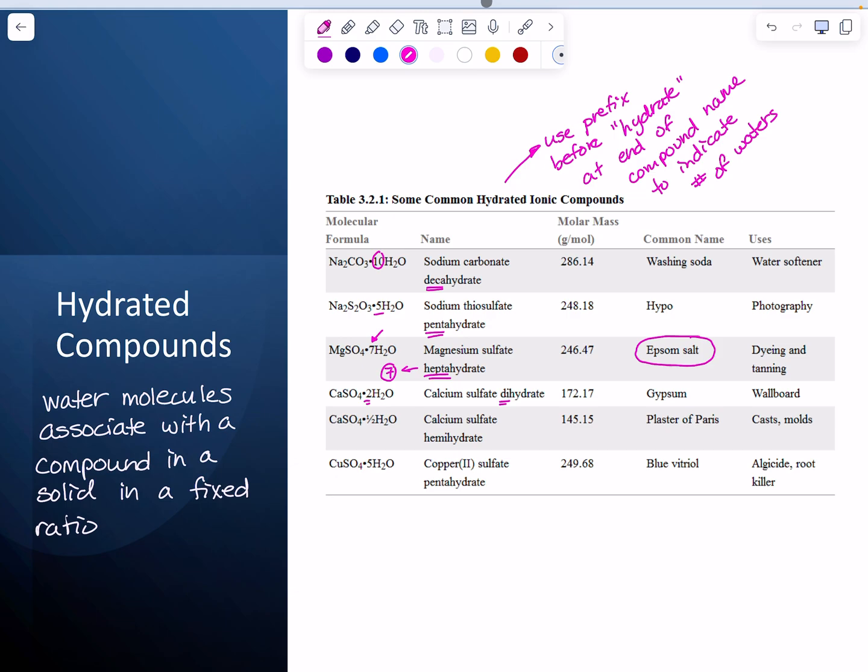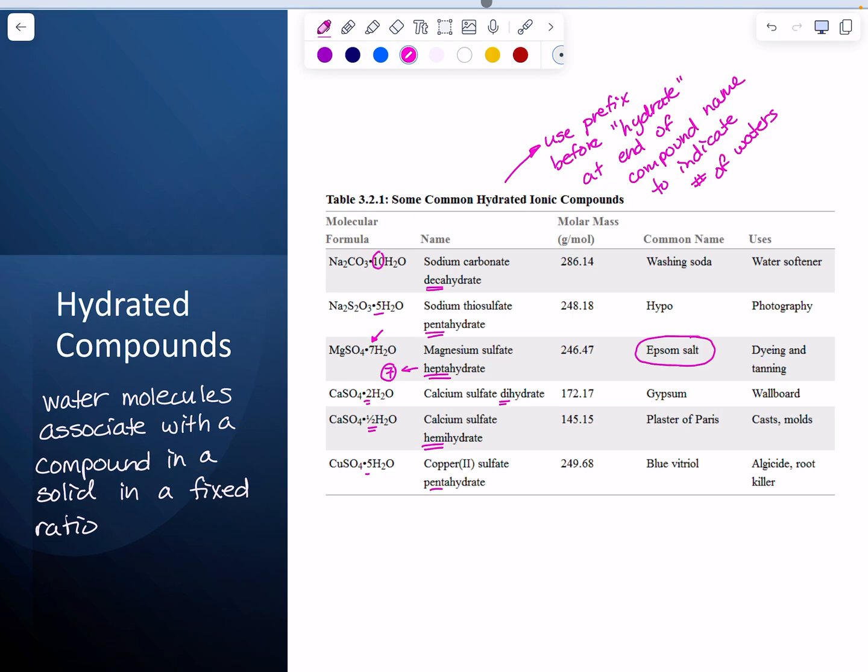Now, if you have a half of a water molecule, it's rare that you will see non-integers. This implies that for every 2 molecules, there's 1 molecule of water stuck between them, and we call that a hemihydrate. And again, 5 is penta. Sometimes you have 12, and it's dodecahydrate. Sometimes you have 6, and it's hexahydrate. And so all the standard prefixes that we use for numbers.